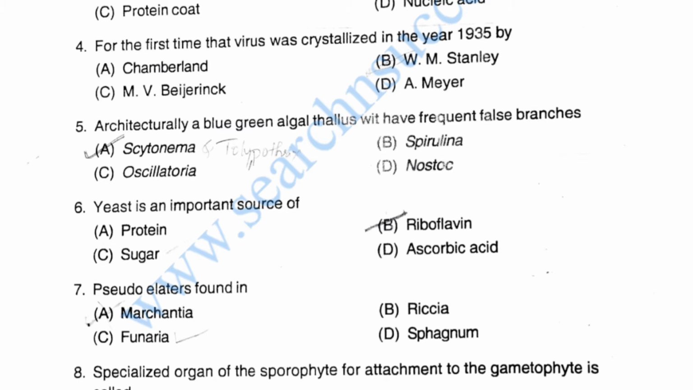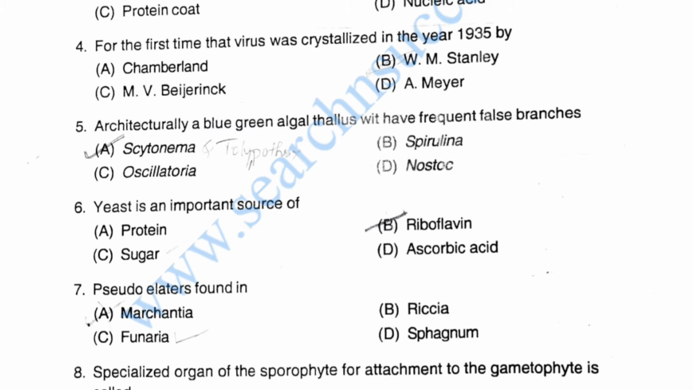Clear? Okay. Now question number 6. Yeast is an important source of what? Yeast is a unicellular fungus, and it is very, very important in the wine industry and the bread industry. For this question, it is a very important source of riboflavin, which is vitamin B. Okay.